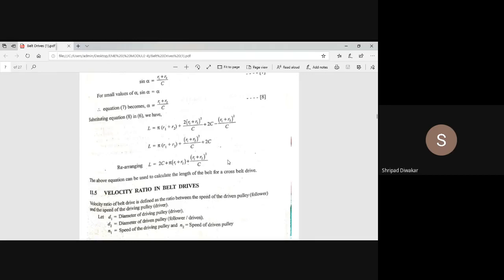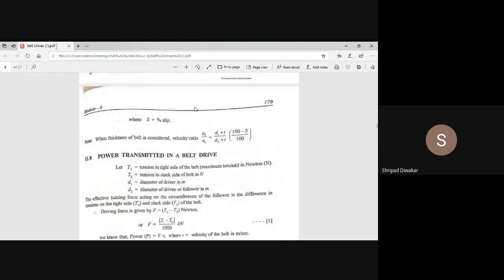One more equation to remember is the velocity ratio: N2 by N1 equals D1 by D2. N2 is the speed of the driven pulley, N1 is the speed of the driver pulley. As I said, speed is always inversely proportional to diameter. N2 is inversely proportional to D2, and N1 is inversely proportional to D1. This is one formula. And today we did one more formula.